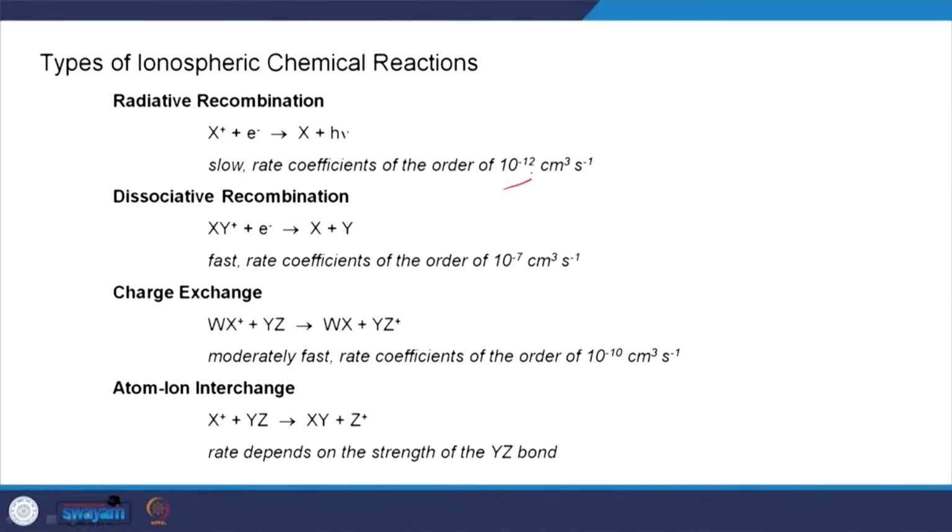So, while discussing the various chemical reactions, we have seen that these four reactions are the main processes by which electron densities are created, and they are also lost during the absence of the sun. The processes are radiative recombination, in which simply a positive ion and an electron recombine to give a neutral species and some amount of energy. The important aspect about this reaction is that it is a very slow reaction, which proceeds at a reaction rate coefficient of 10 to the power of minus 12 centimeter cube per second.